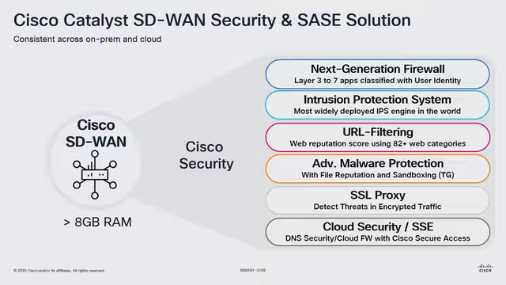Then you have SSL proxy. Most of these days, the traffic flow is all HTTPS or TLS-based traffic, in which case it is encrypted. How do you identify the actual signatures in the packet? You have to decrypt it. So SSL proxy provides that mechanism to decrypt the packet, examine it, and encrypt it again. And finally, the cloud security or the SSE feature, which is our Cisco Secure Access. And that includes DNS security. That is, you basically check all the DNS requests and make sure they are authentic.